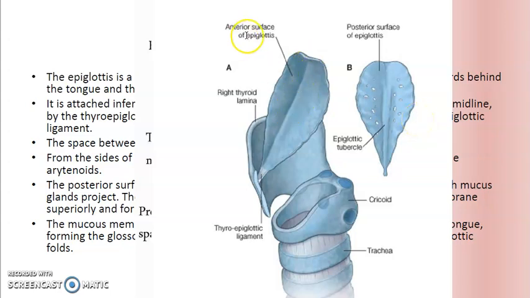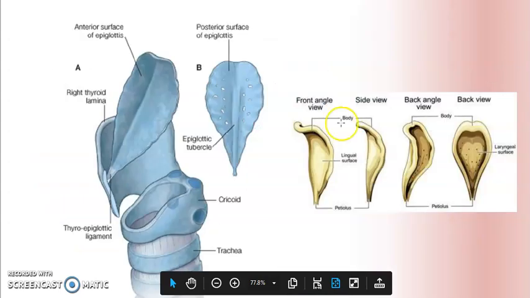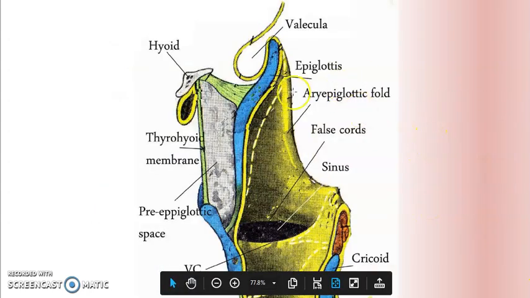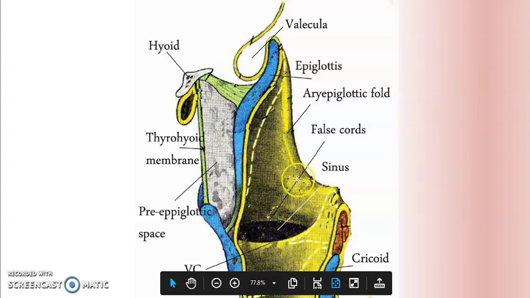There is an anterior surface of the epiglottis which will be facing the tongue, and the posterior surface of the epiglottis which will be facing the laryngeal inlet. So this is the same thing. This is the anterior profile, posterior profile, and this is the side profile of the epiglottis. This epiglottis is attached to the arytenoid cartilage by one fold of mucous membrane called the aryepiglottic fold. This aryepiglottic fold forms the boundary of the laryngeal inlet. The laryngeal inlet is bounded anteriorly by the epiglottis, posteriorly by the arytenoid cartilage, and on either side by the aryepiglottic fold of mucous membrane.